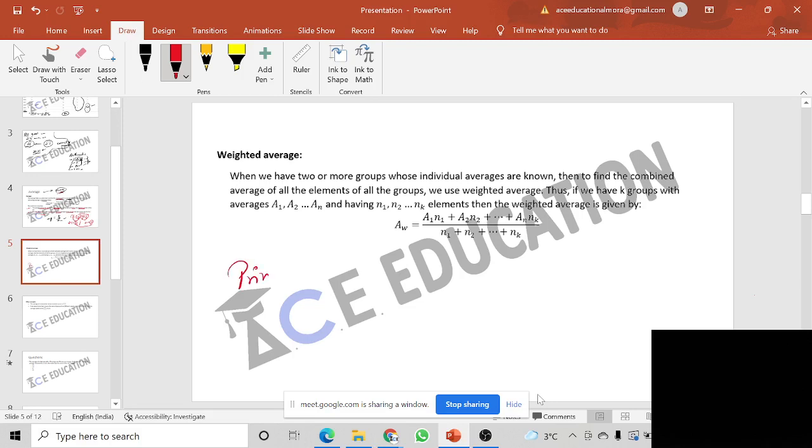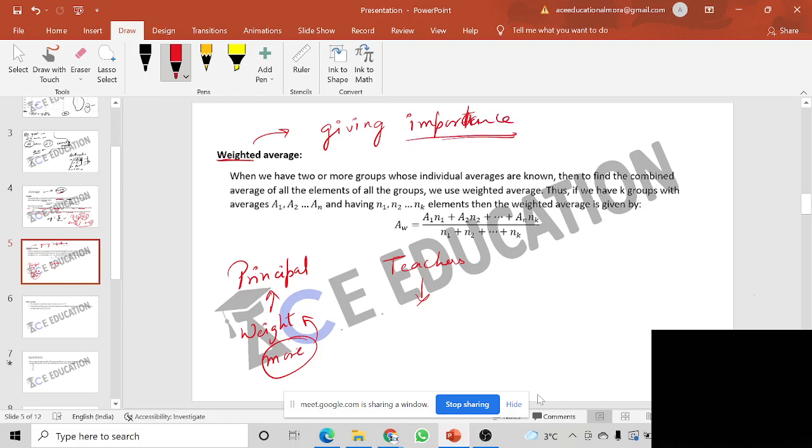So the principal will hold more authority than maybe the teachers, right? So what we say is the principal's weight is more than that of the teachers. So that is simply weighted average. I mean, we also fix the amount of importance that we are giving. So weighted average is nothing but giving importance to certain parameters according to our needs. Yeah, it's giving importance.